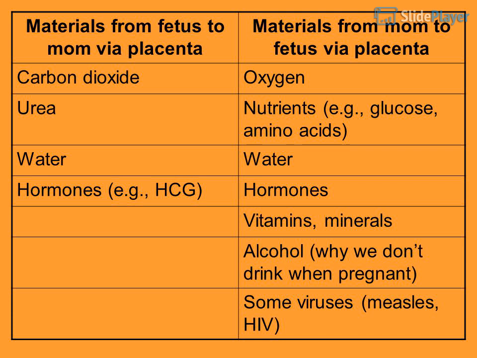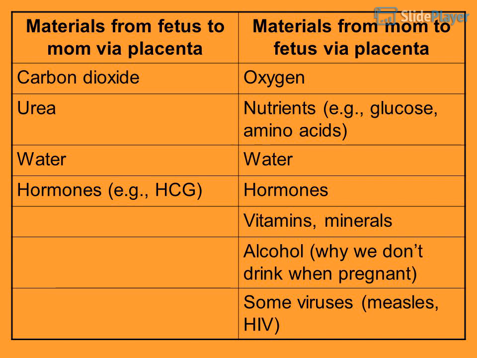Materials from fetus to mom via placenta. Materials from mom to fetus via placenta. Carbon dioxide. Oxygen. Urea. Nutrients, for example, glucose, amino acids. Water. Hormones, for example, HCG. Hormones. Vitamins, minerals. Alcohol, why we don't drink when pregnant.